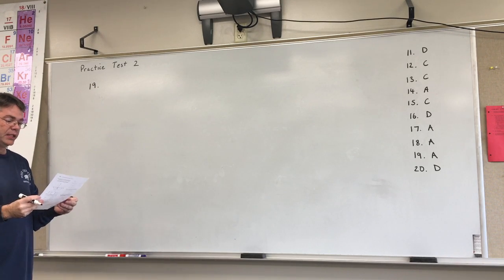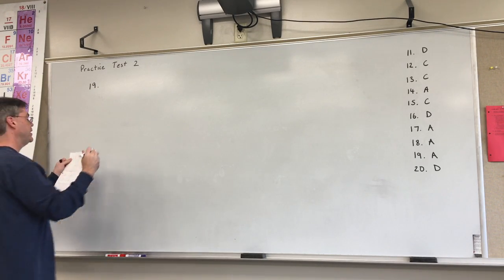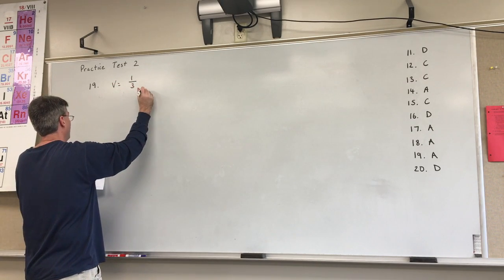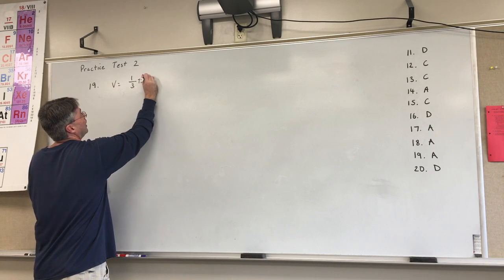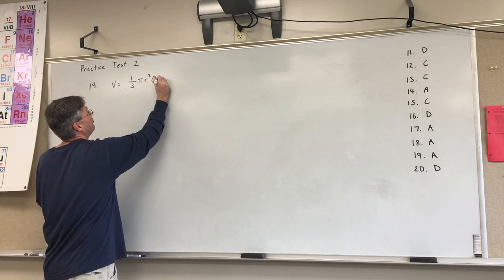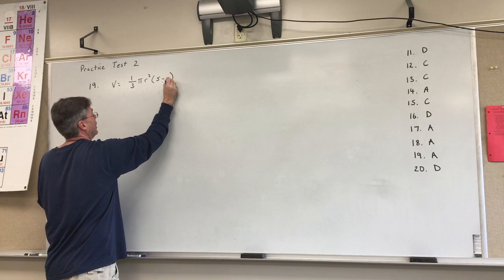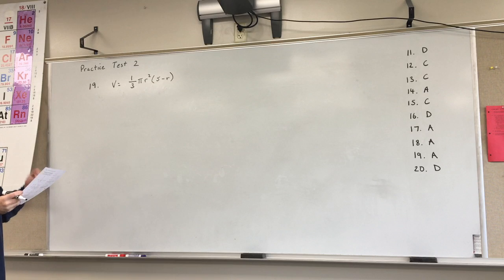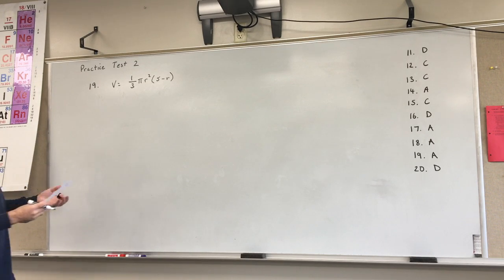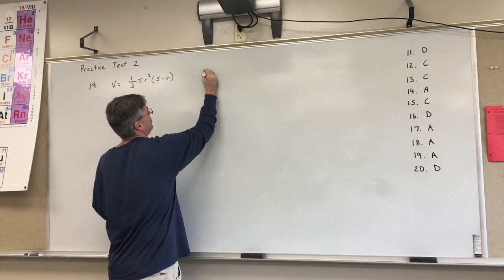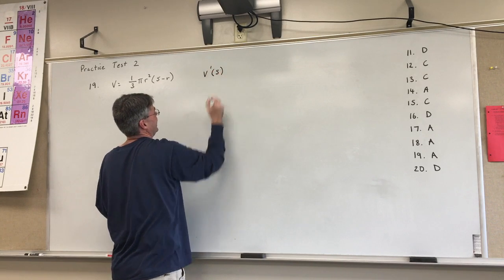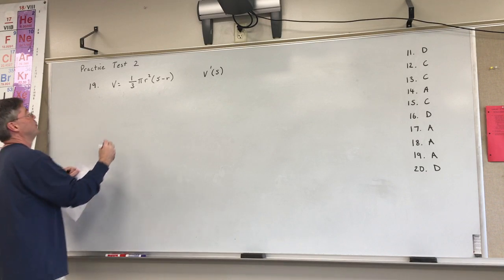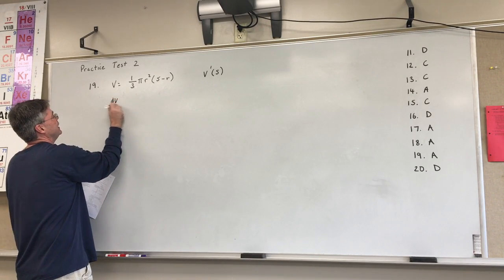Number 19. Given the equation v is equal to 1/3 pi r squared times 5 minus r, what is the instantaneous rate of change of v with respect to r at r equals 5? So you're looking for v prime of 5, the instantaneous rate at 5. So we've got to take a derivative. That's going to be dv dr.